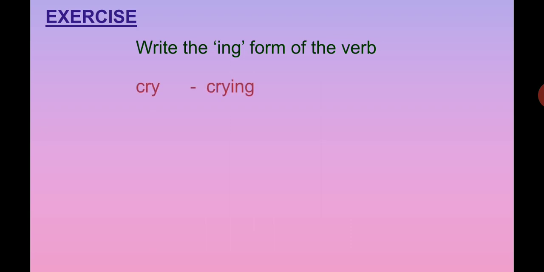Now let's do the exercise. Let's see what the heading is. Write the ing form of the verb. It means we add ing to the given verbs. Let's see the first. Cry, crying. We simply add ing to cry. Stop, stopping.